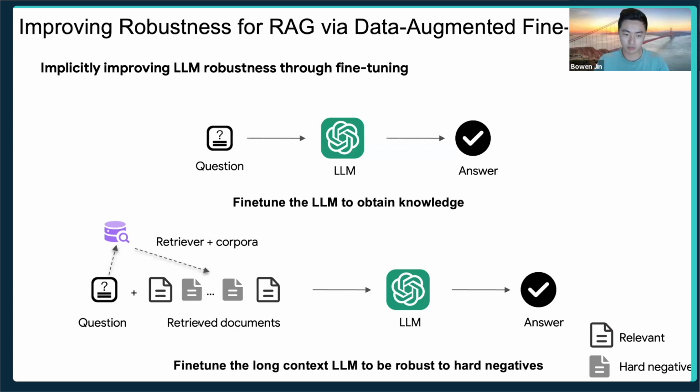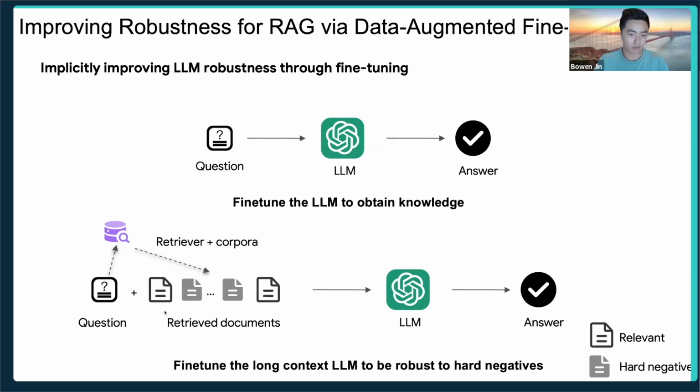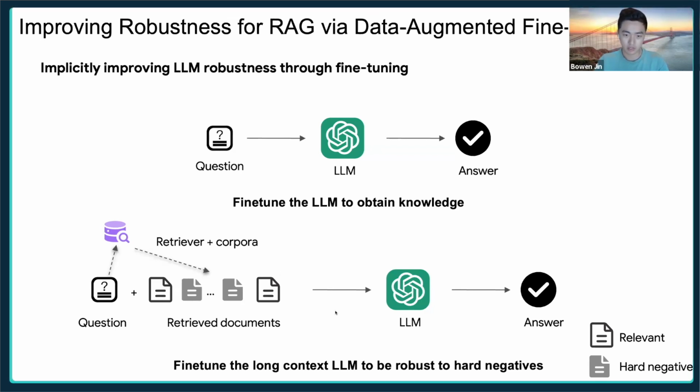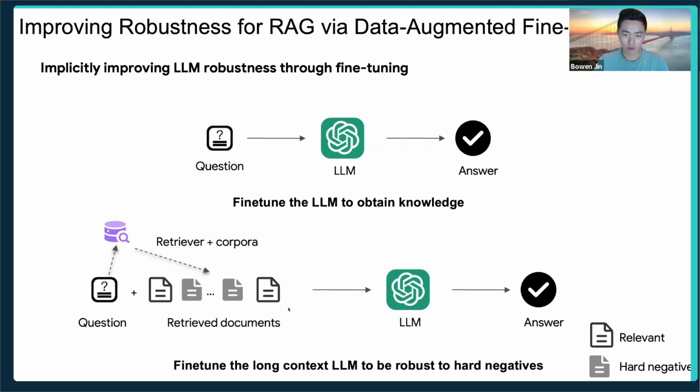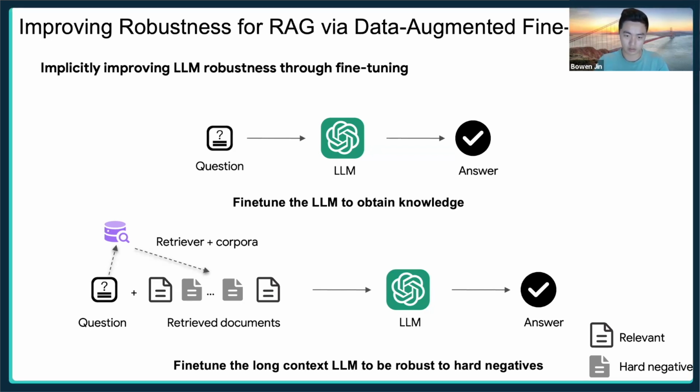So what we do here is we propose fine-tuning the long-context LLM to be robust to hard negatives. For the input prompt, we will not only give the question to the LLM, but also several retrieved documents, including relevant documents and hard negatives. Given this to the LLM, we let the LLM give an answer to the given question. This is more aligned to how we utilize the LLM for RAG applications.